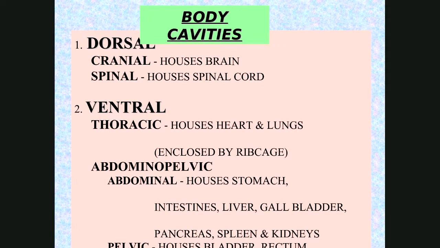The abdominopelvic cavity, the abdominal section of that houses your stomach, intestines, liver, gallbladder, pancreas, spleen, kidneys, all those things. And then the pelvic cavity under that would have your bladder, the rectum, and it doesn't say it in the slide because it didn't get the whole thing, but down under there it says also your external reproductive organs as well. That's where your uterus would be and your bladder and things like that.